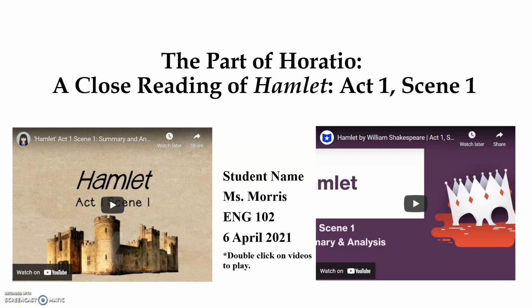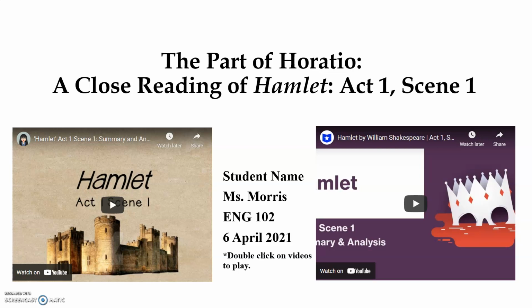You are assigned to do a close reading of one scene of Hamlet, and you can choose any scene other than Act 1, Scene 1, because I am doing the demonstration with Act 1, Scene 1. Now, your task is to look at a minor character, so any character other than Hamlet.